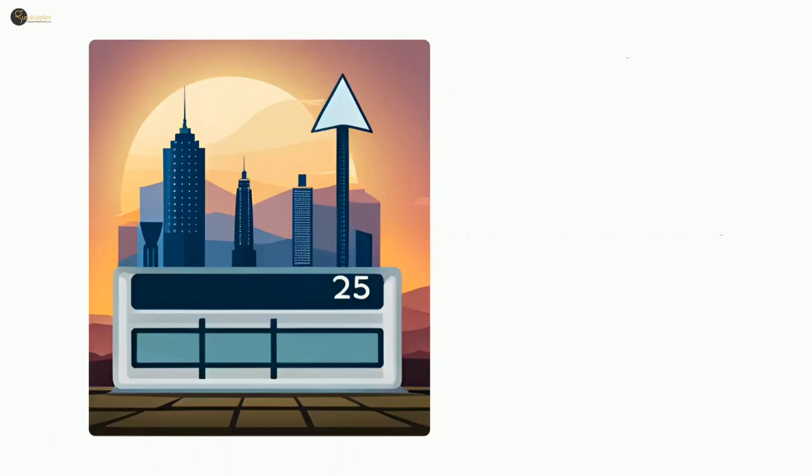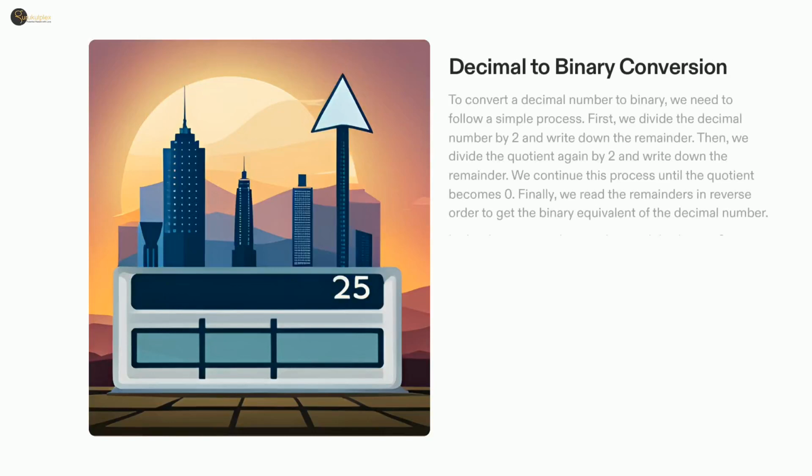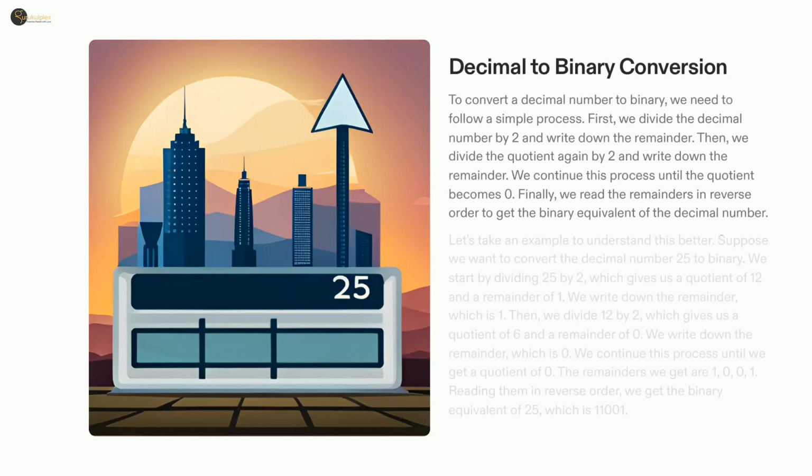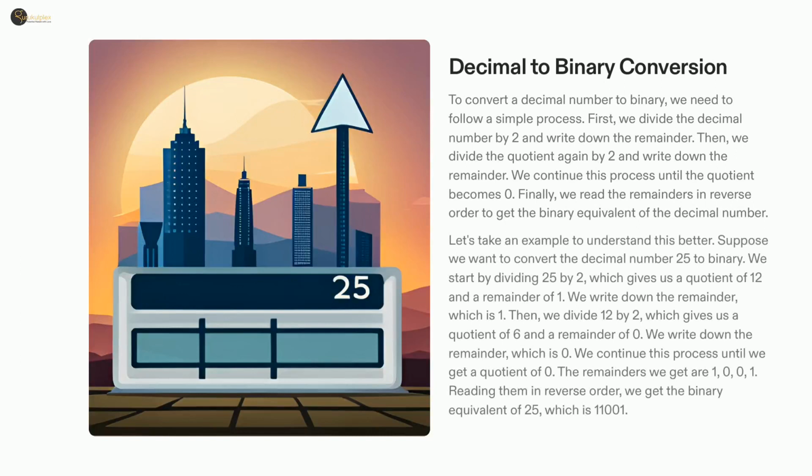To convert a decimal number to binary, a simple method can be used. Start off by dividing the decimal number by 2 and make a note of the remainder. Divide the quotient by 2 and record the remainder, repeating this process until the quotient reaches 0. Then, compile all of the remainders in the correct order to get the binary equivalent of the decimal number. For instance, when converting 25 to binary, the process would look like this.